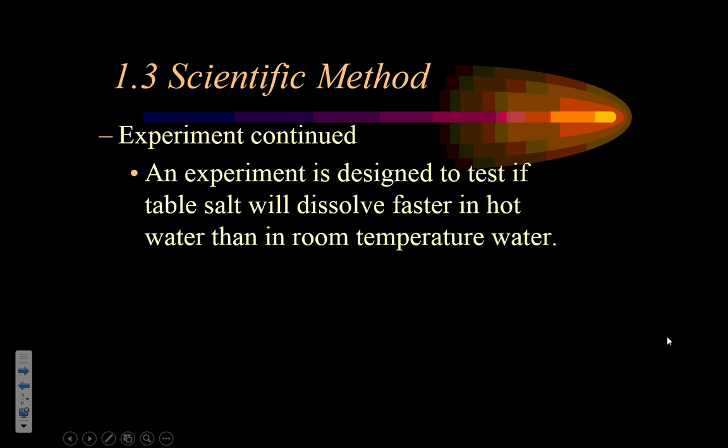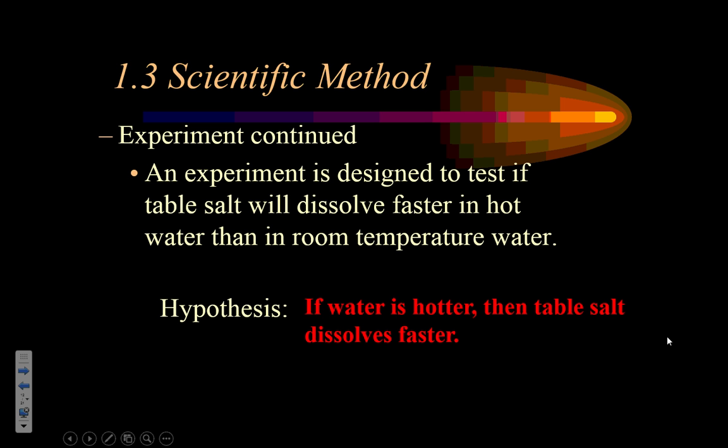Now, an experiment is designed to test if salt will dissolve faster in hot water than in room temp water. So somebody has come up with a hypothesis, something like if water is hotter, it will dissolve salt faster. So if water is hotter, then it will dissolve salt faster. That would be an example of my hypothesis. So if water is hotter, then table salt dissolves faster. I've set it up as an if-then statement.